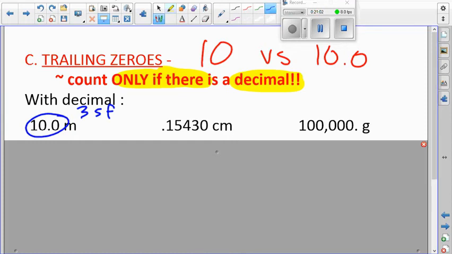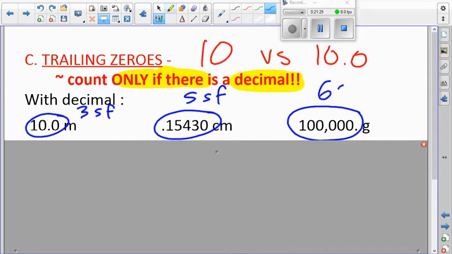0.15430. That's a trailing zero at the end because there's no non-zero after it. Is there a decimal somewhere in that number, though? Yes, there is. So that means all of these are also significant. 5 sig figs. 100,000 point. A bunch of trailing zeros. But is there a decimal? You betcha. So that means all of these are significant. That would be 6 sig figs.